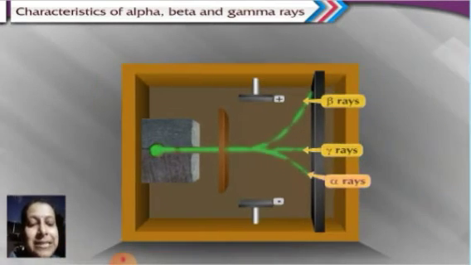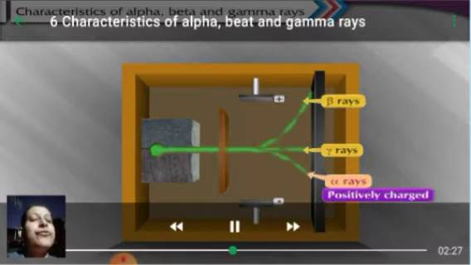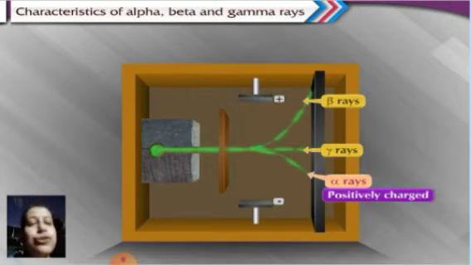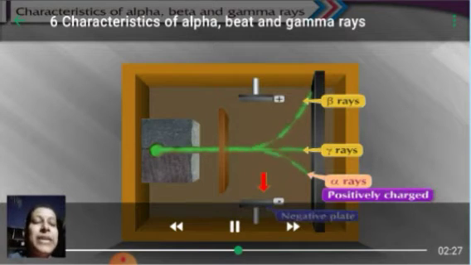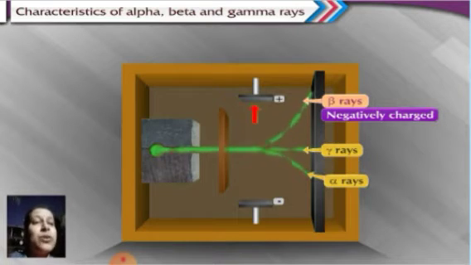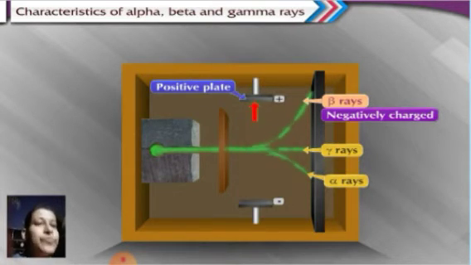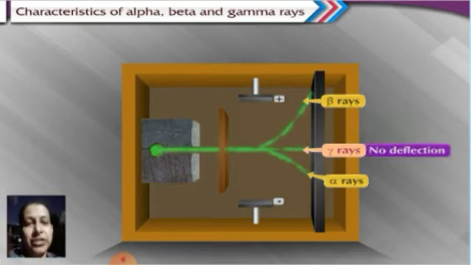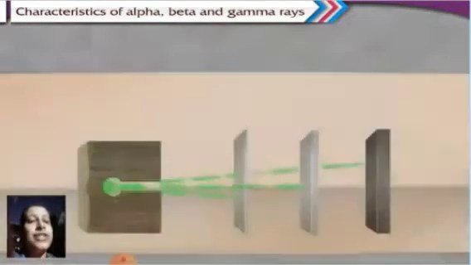Okay, next is deviation in the electric field. Now in an electric field, you know there are two oppositely charged plates kept here, a positively charged plate and a negatively charged plate. You have seen that alpha rays, being positively charged, deviate towards the negatively charged plate, whereas the beta rays, which are negative, deviate towards the positively charged plate, whereas the gamma ray shows no deviation since it does not carry any charge, and therefore no deflection.